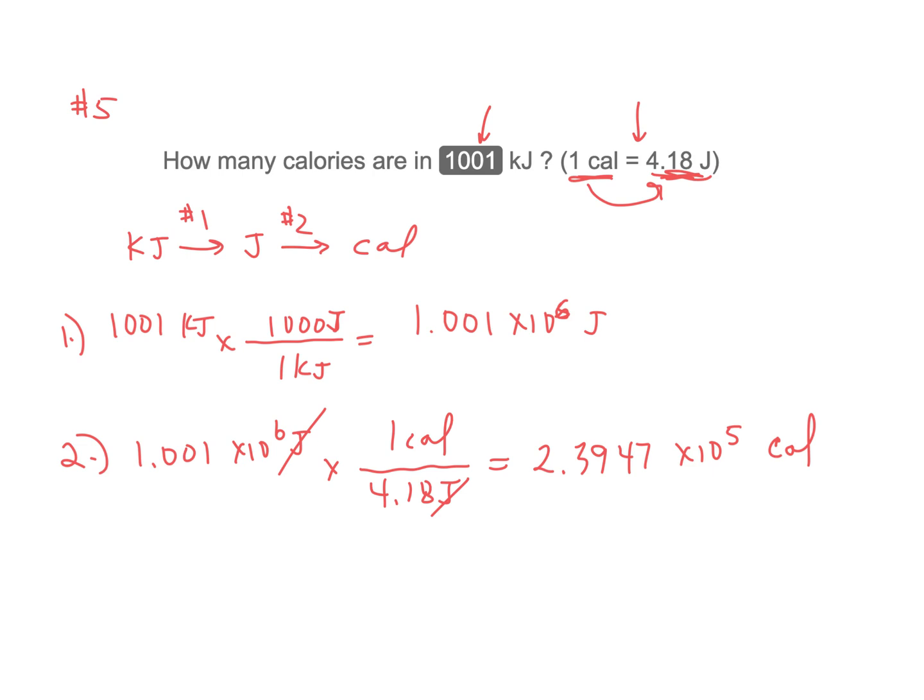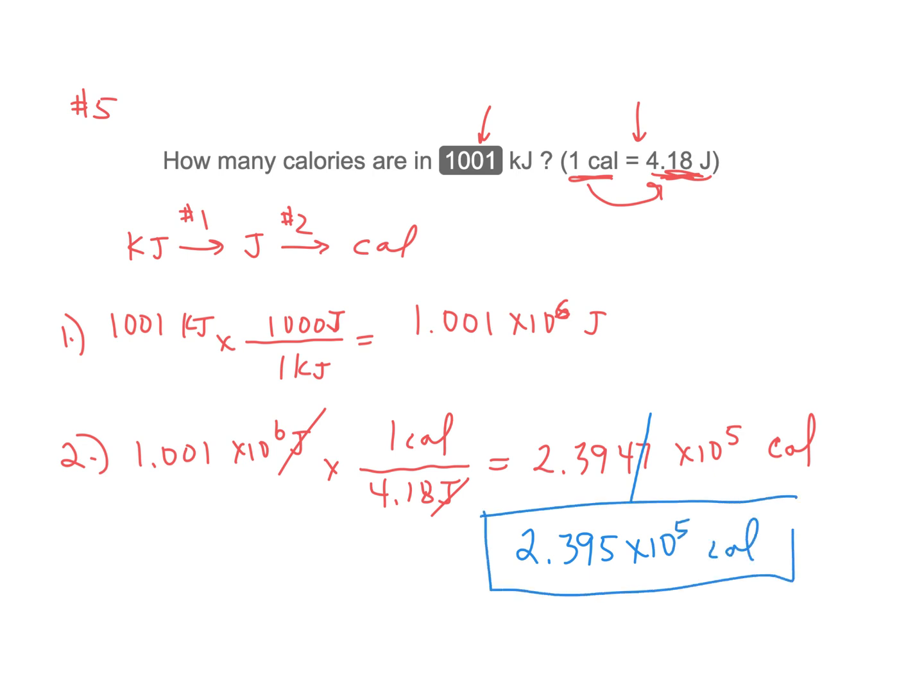That means I would report the answer to 4 significant figures, so I'm going to drop everything after the 4. I'm dropping a 7, so I would round this up, 2.395 times 10 to the 5th calories to 4 significant figures.